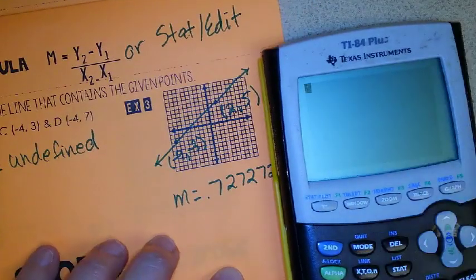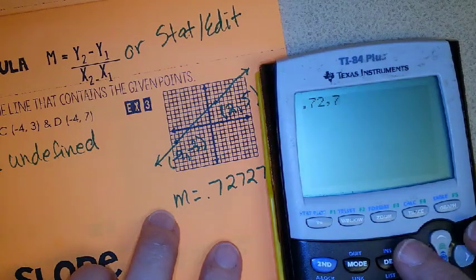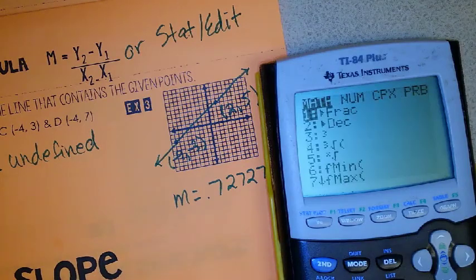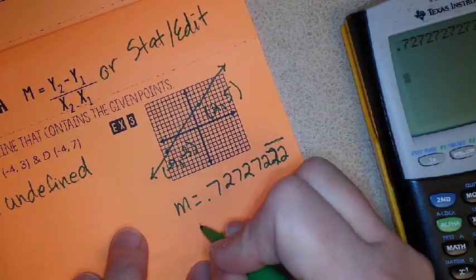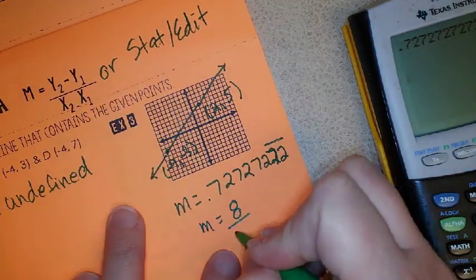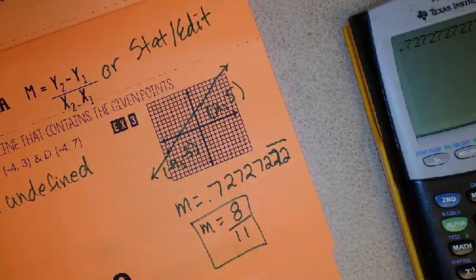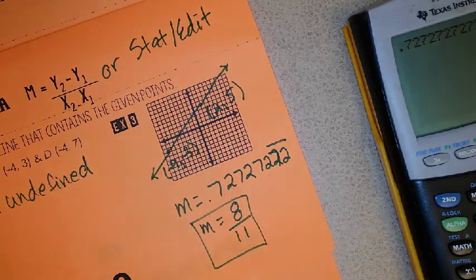That's repeating. So that's when I can do second quit, second mode, and then I can type in .7272, if I can type it in correctly. I can fill up my screen with that repeating value, then go to math, and then hit enter, enter. And it's telling me that my slope is actually 8/11. So it's converting that decimal to a fraction. So my slope for the line going through those 2 points on that graph is 8/11.